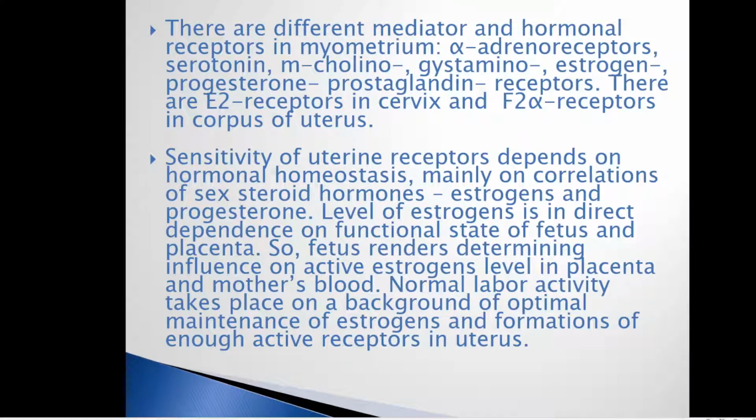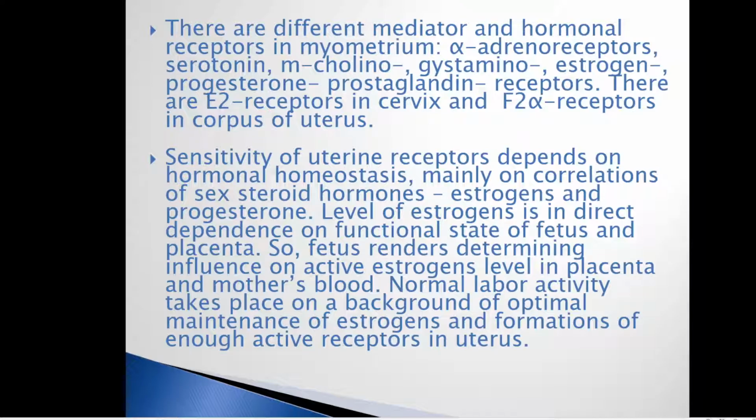There are different mediator and hormonal receptors in myometrium, such as alpha-adrenal receptors, serotonin, M-choline, histamine, estrogen, progesterone, prostaglandin receptors. There are E2 receptors in cervix and F2 alpha receptors in corpus of uterus, or body of the uterus. Sensitivity of uterine receptors depends on hormonal homeostasis, mainly on correlation of sex steroid hormones, estrogens and progesterone.